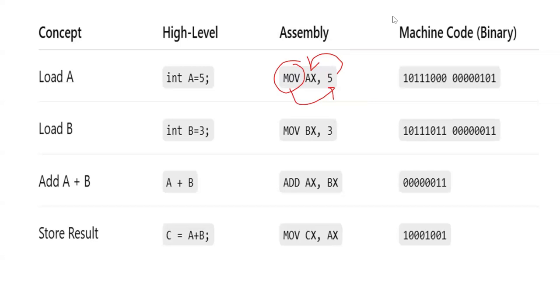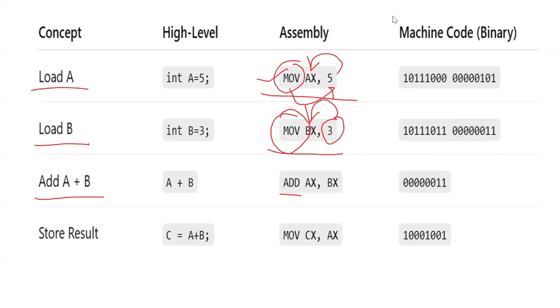Then I'm saying load B. The first one is load A, and for load A, this is the instruction I'm writing. For loading B, I'm writing this instruction wherein I'm saying move the number 3 into the register BX. Now both the data are in the registers, and I want to perform the addition of the two numbers. Move and add are all mnemonics in the assembly language.